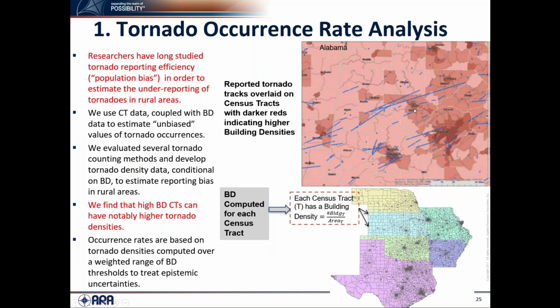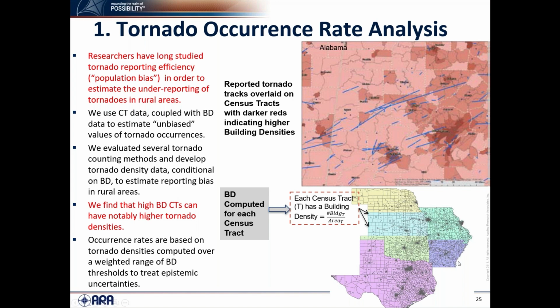If we do a close-up view, this happens to be in Alabama. Here, your eyes do a pretty good job of picking this up. The darker colors are census tracts that have greater building density. So where do we see more tornadoes? We see more tornadoes where there are more buildings. Because we know the EF scale is a damage scale, where things get damaged, that's where tornadoes are more likely to get into the database and more likely to get higher ratings.